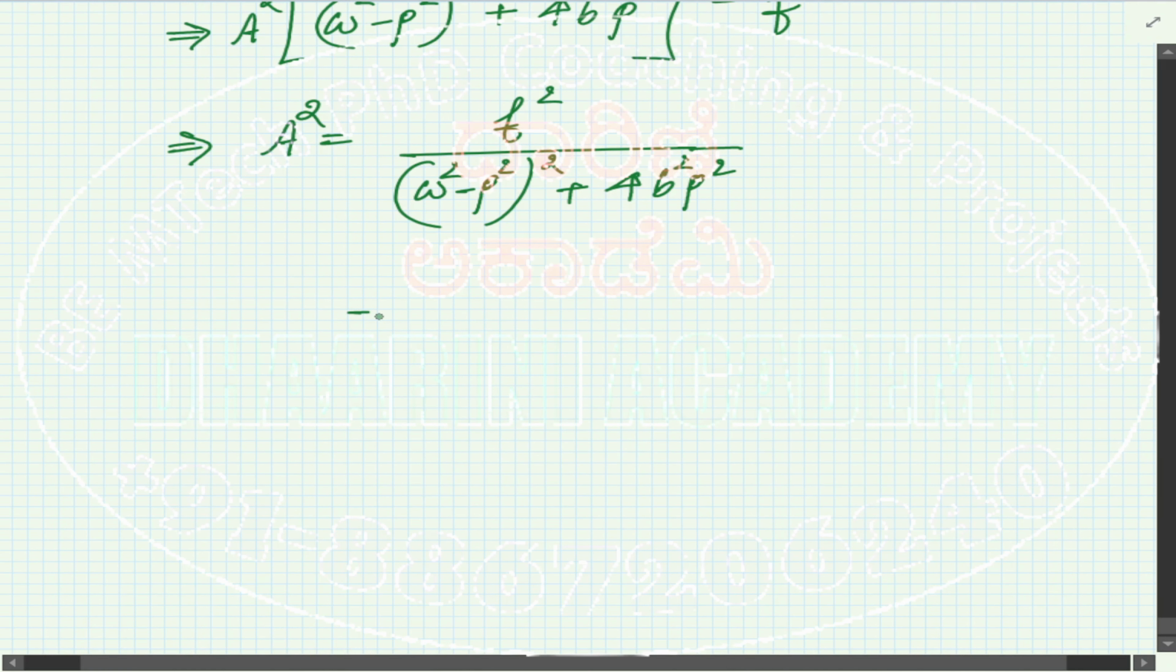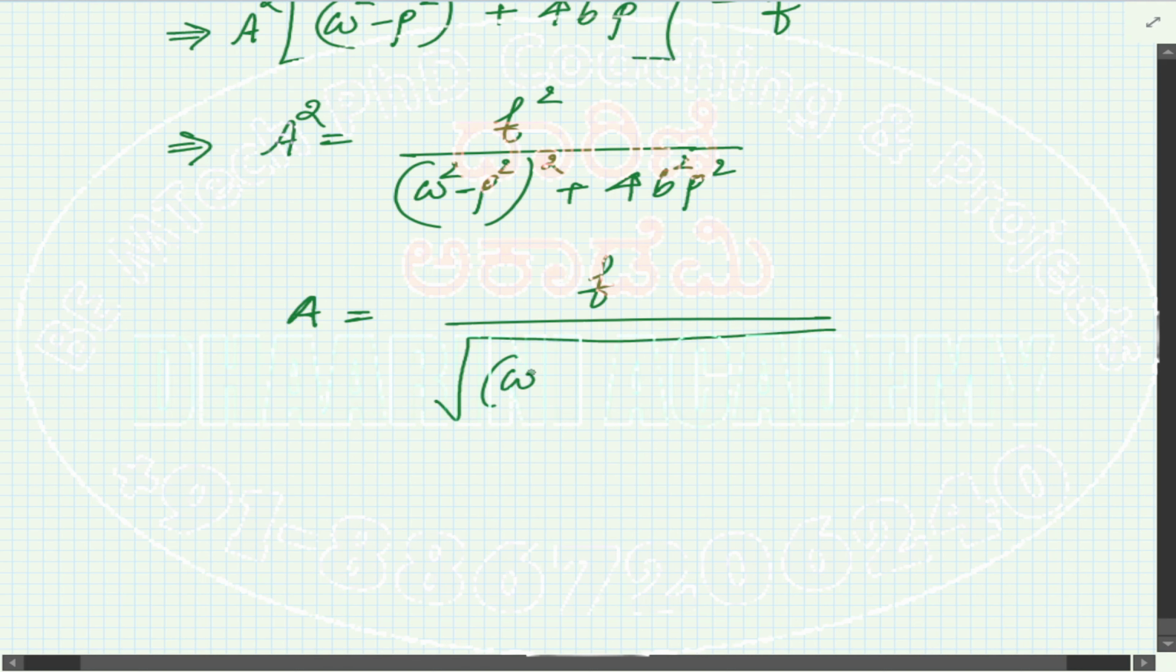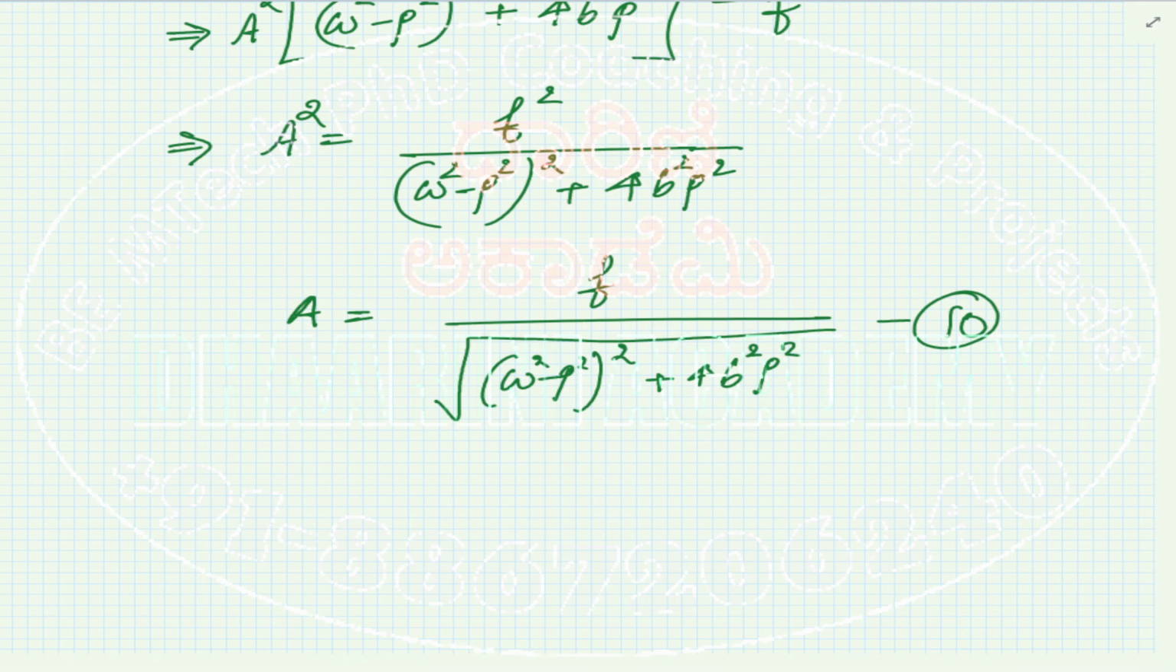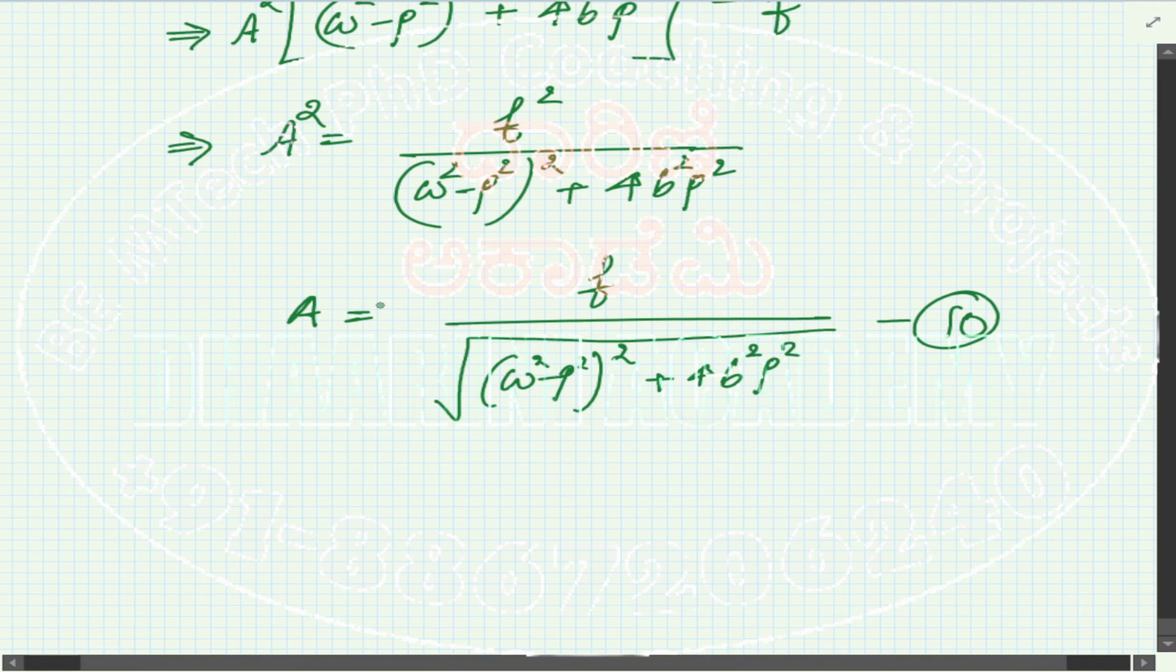So this implies, now I want to calculate a, means what? Take a square root. Numerator has f square, so square root of f square is f, divided by, denominator is not a perfect square, so I need to retain the square root. Then I write the terms as it is: omega square minus p square the whole square plus 4b square p square. Call this as equation number 10. Also, this is how you calculate the amplitude of oscillation, capital A.